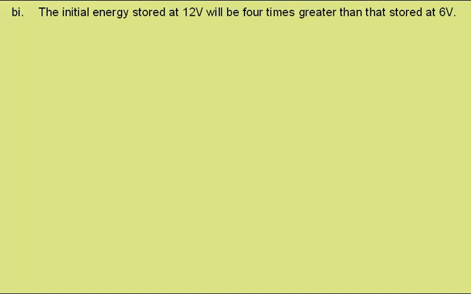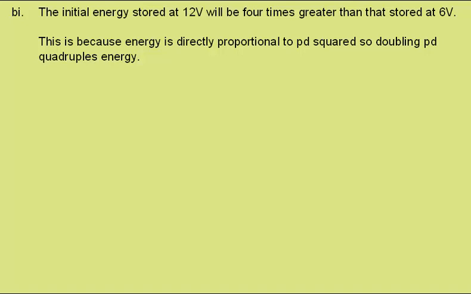In B, we're told that to produce a time delay, an intruder alarm has a capacitor identical to the one used in the experiment, but this time charged from a 12 volt supply, then discharged through a 100 kilo-ohm resistor similar to the one used in the experiment. In part 1, we need to state and explain the effect of the higher initial potential difference on the energy stored by this capacitor. Well, the initial energy stored at 12 volts will be 4 times greater than that stored at 6 volts. This is because the energy is directly proportional to the potential difference squared, so doubling the potential difference quadruples the energy.